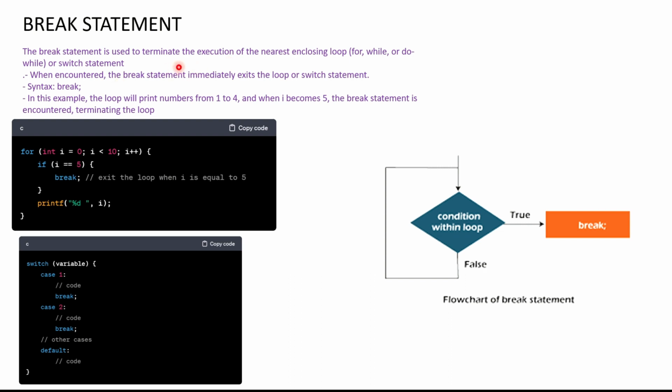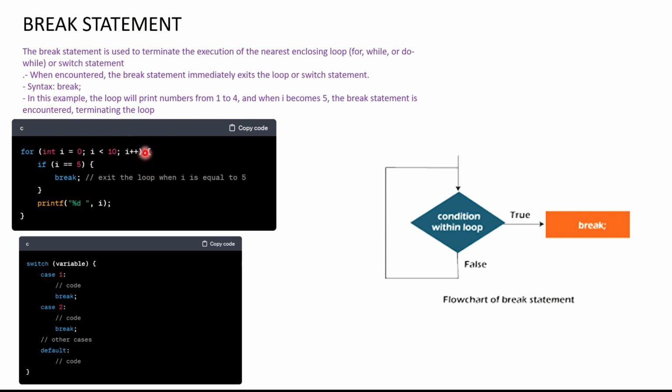The break statement is mainly used to terminate the execution of the nearest enclosing loop. It can be used in for loop, while loop, do while loop. It can also be used in a switch statement. What is the syntax of a break statement? The break keyword with a semicolon. This is the syntax of a break statement.